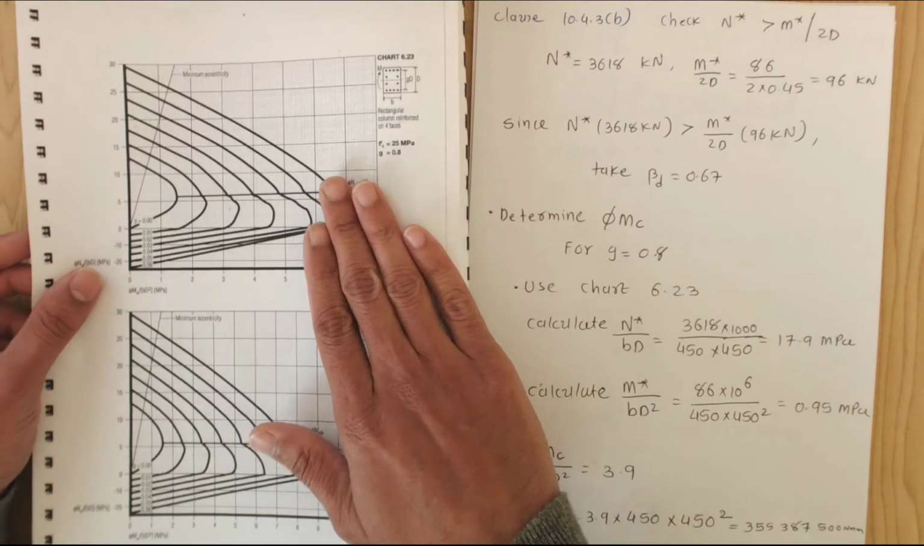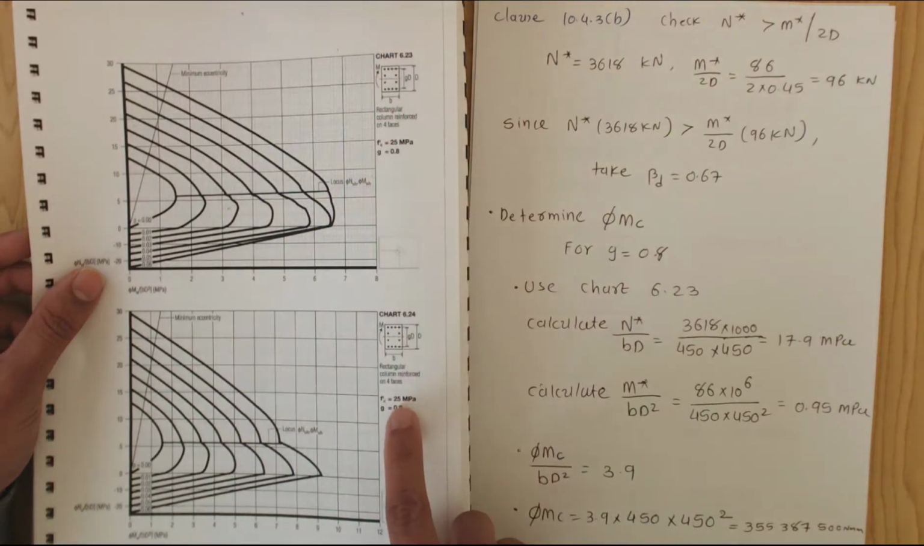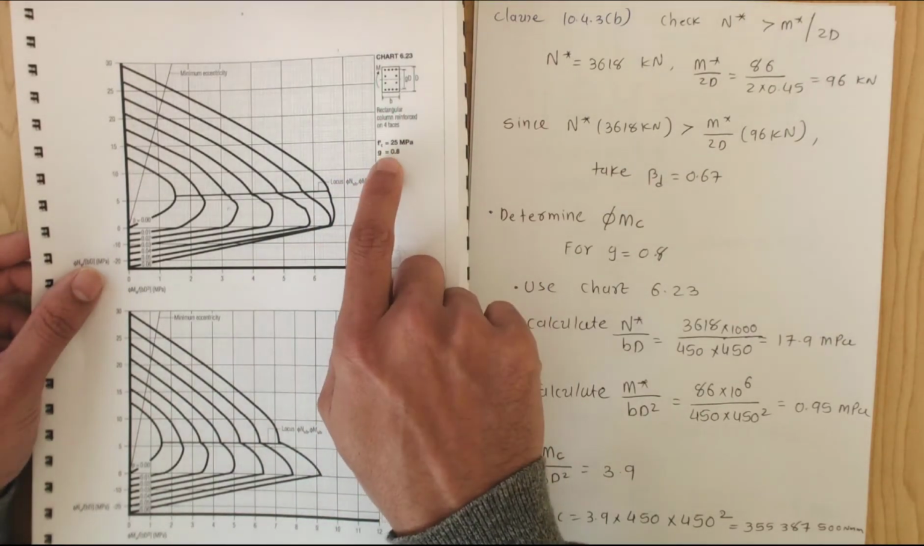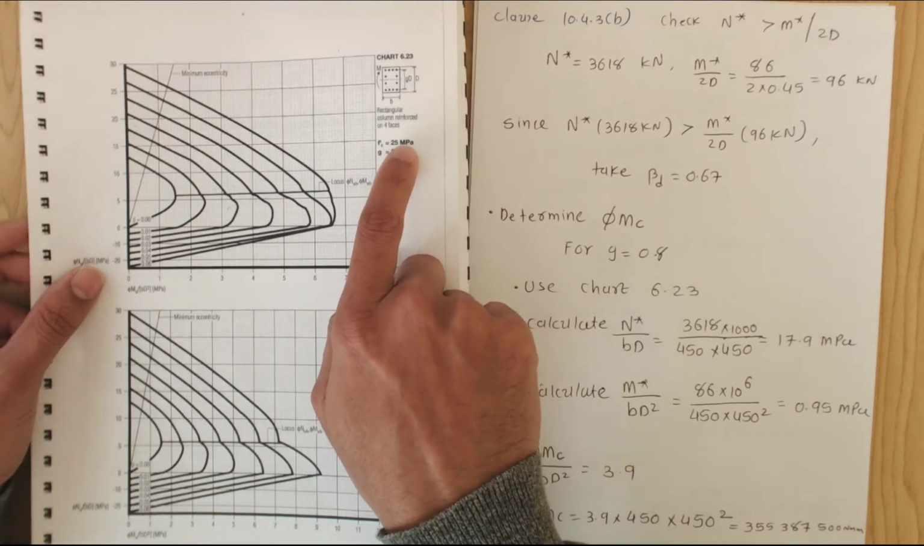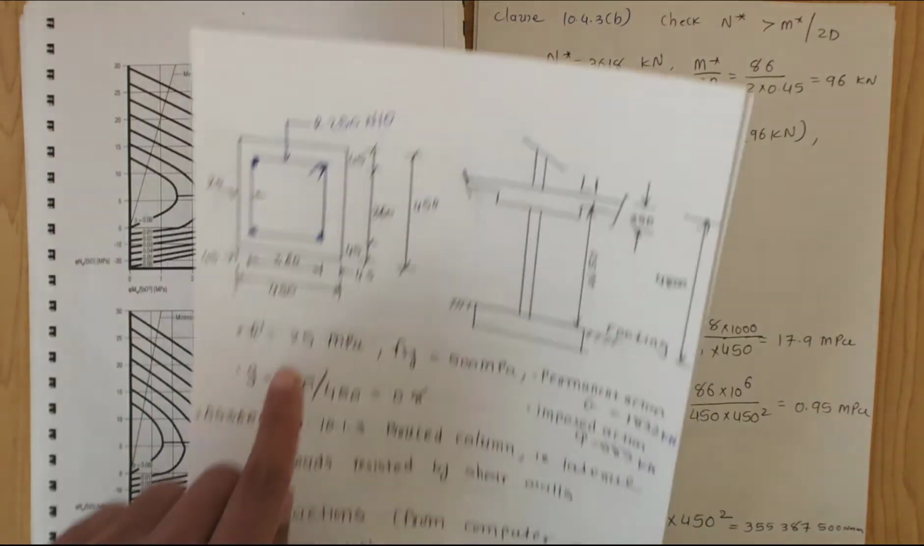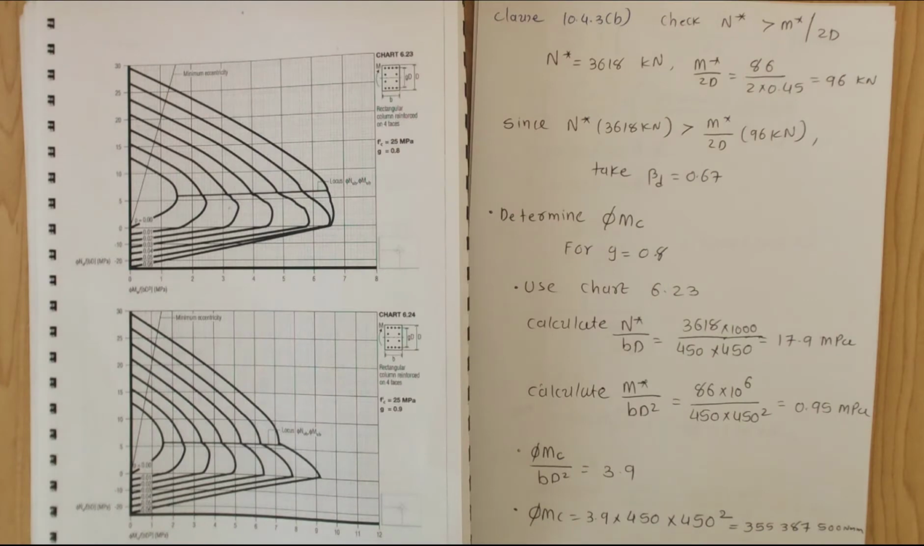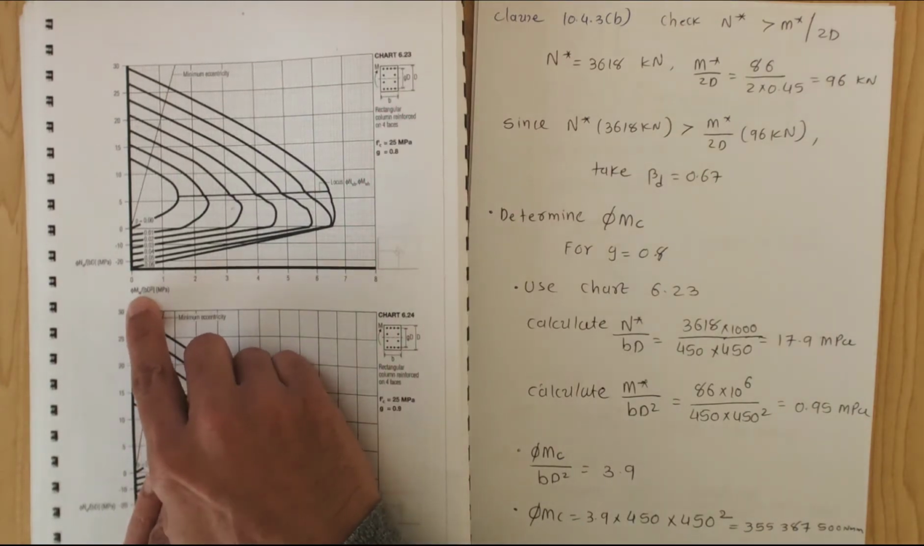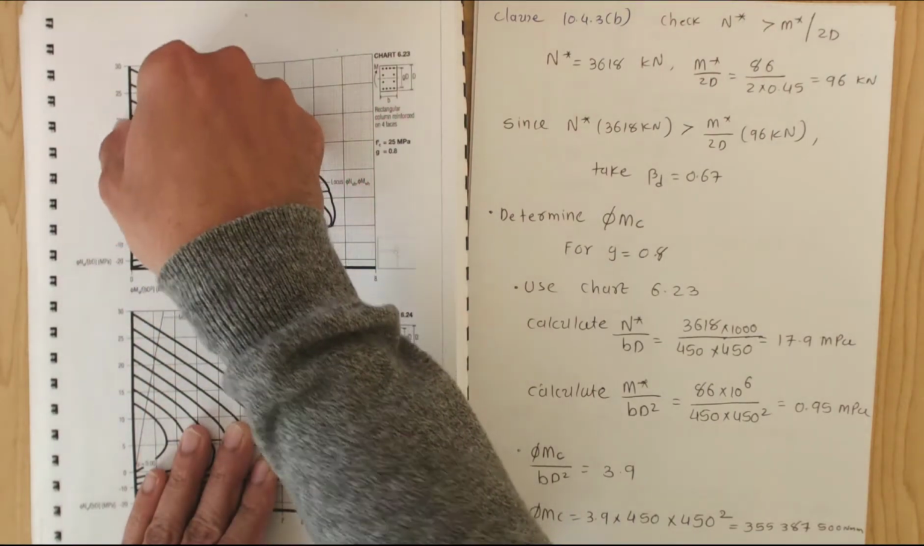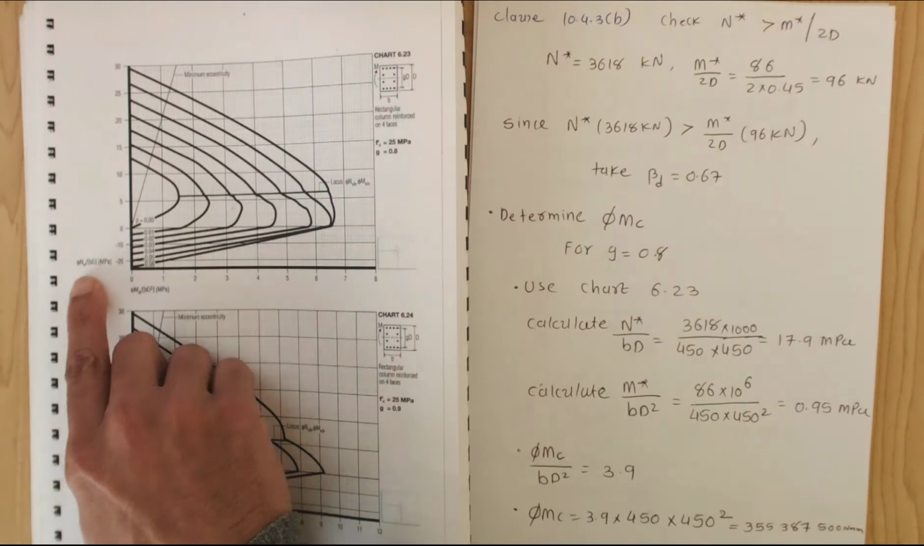So this chart is giving us G equal to 0.8, G equal to 0.9. Now we have G equal to 0.8 and concrete compressive strength 25 megapascals. Yes, concrete compressive strength 25 megapascals. On the y-axis, it has the non-dimensional moment φMu over bd², and on the x-axis you have φNu over bd.